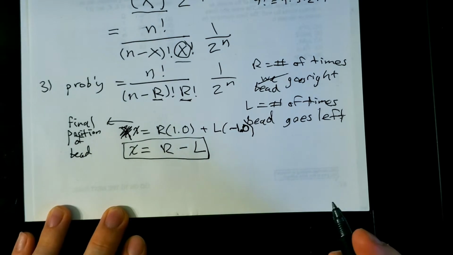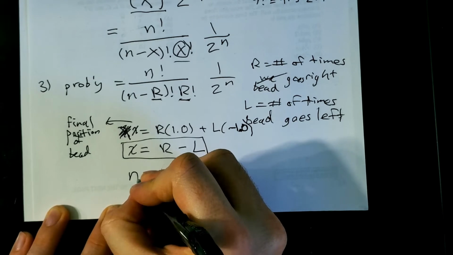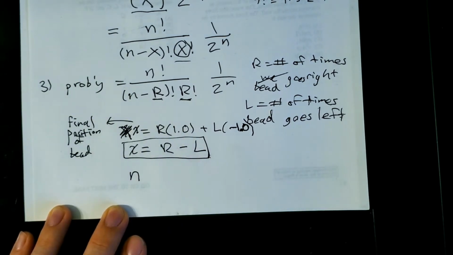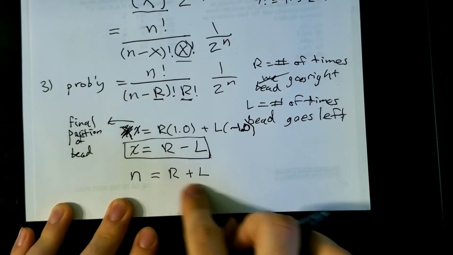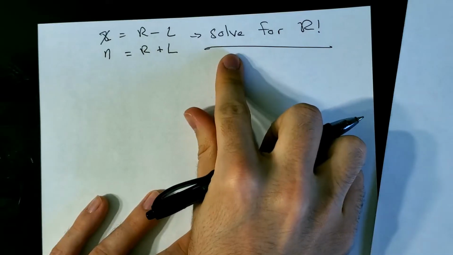Now there's also another very simple equation that we can write here. You can also say that little n, which is the number of layers and the number of trials that a bead goes through, is equal to r plus L, because there's no other choices. Number of rights plus number of lefts has to equal little n. Now this is wonderful information. We have two equations and two unknowns, which is wonderful if you've done any math or physics in college. When you have two equations, two unknowns, you can solve for your unknowns. What we want to do is solve for r.